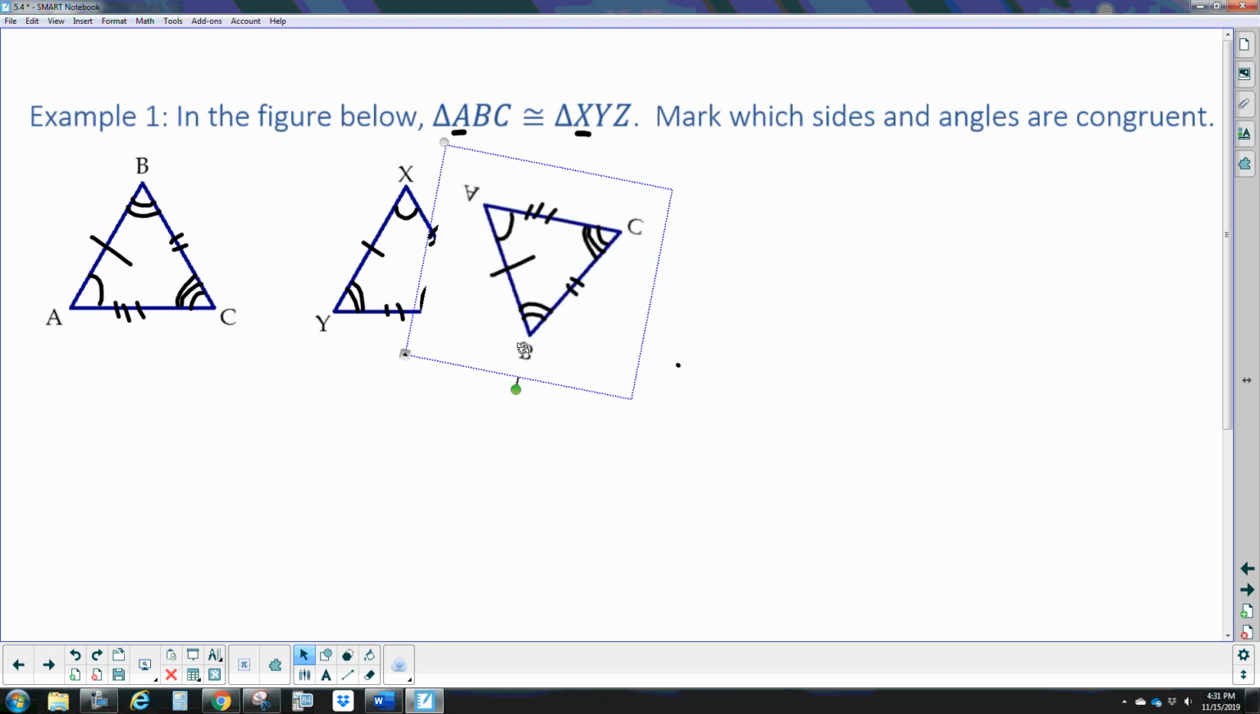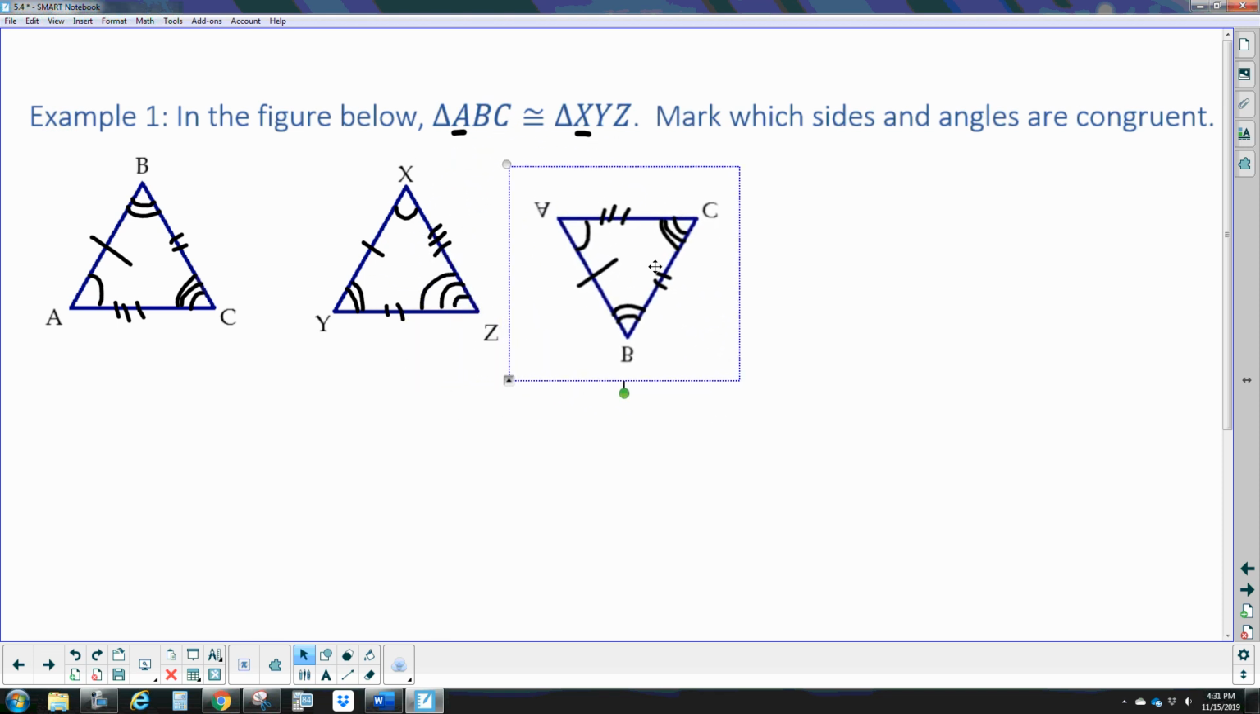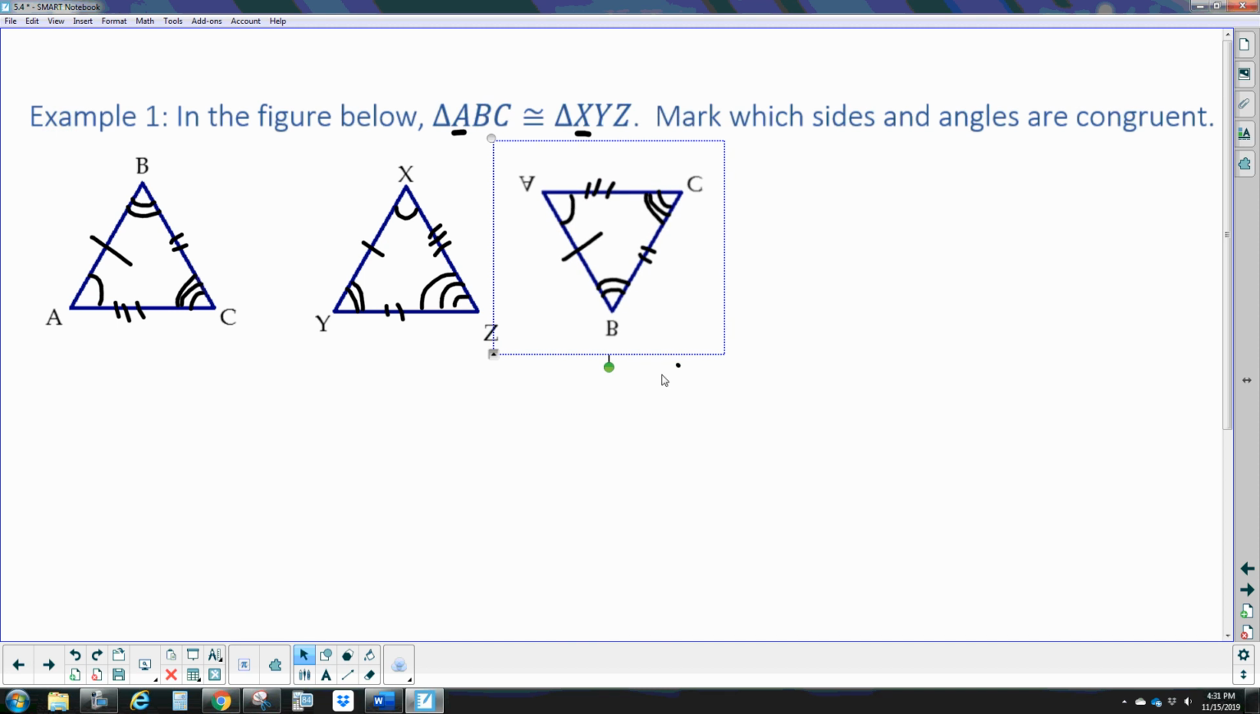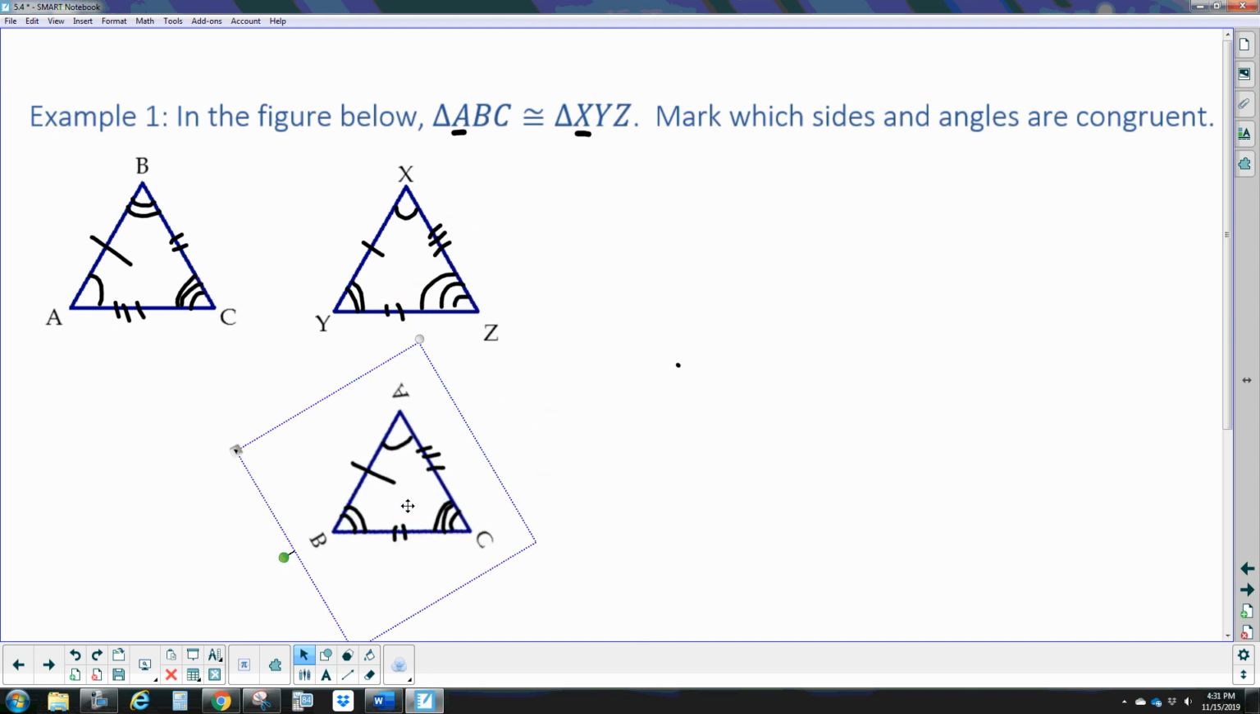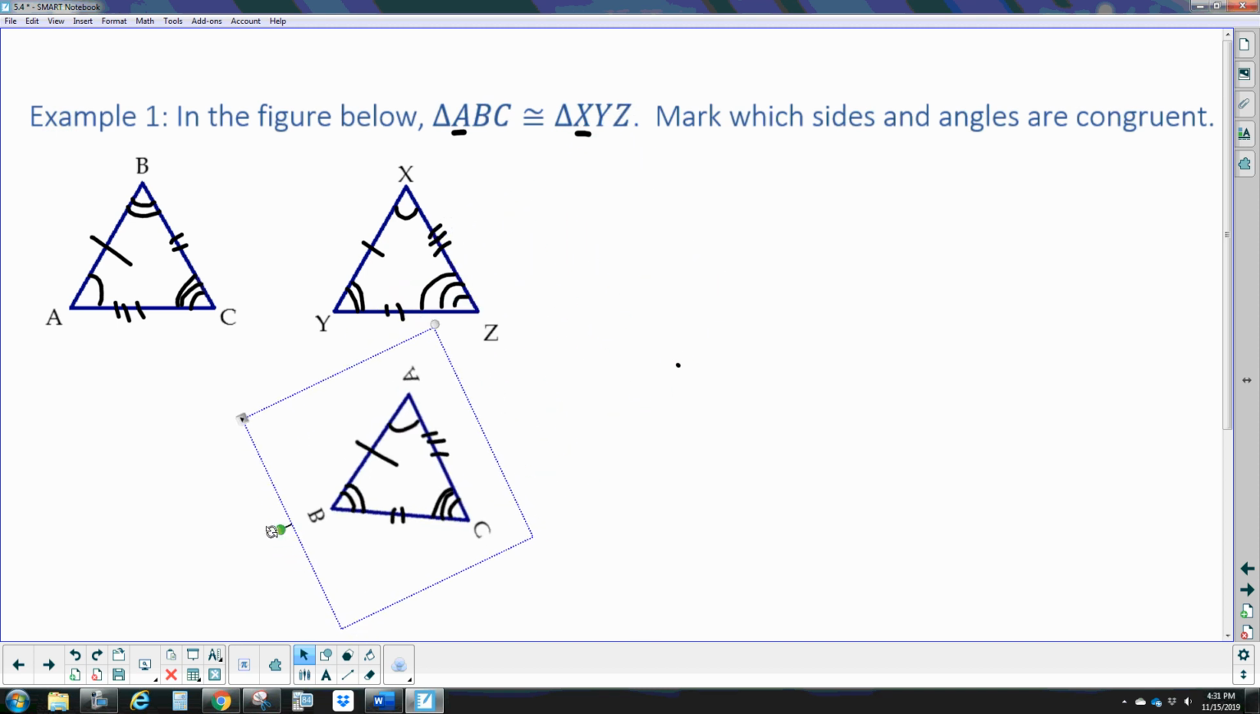And I could line it up so that my triangles are congruent. Let's see. So if I reflected it and flipped it, I could line these one over top of the other and show that all of the corresponding parts match.